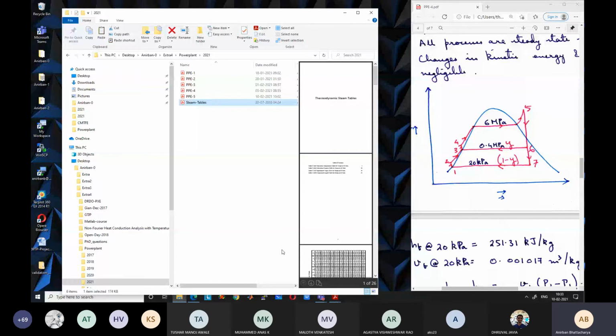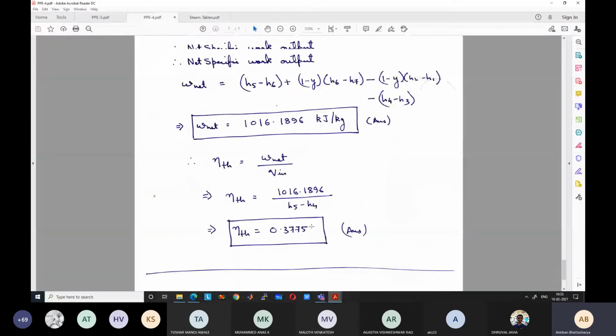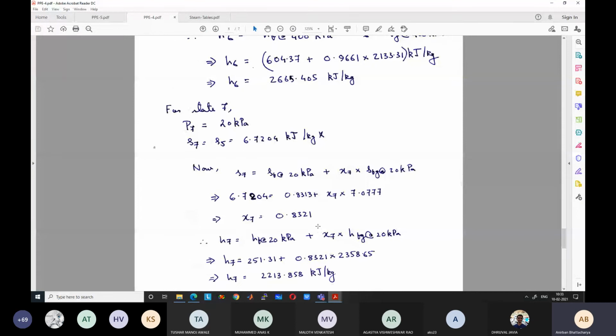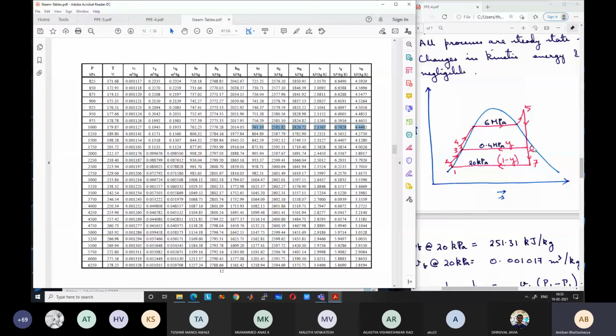Entropy at 0.5 is 6.72. So if the pressure is 1 MPa, from the steam tables we can see that for 1 MPa, the saturation vapor entropy itself is 6.58, less than 6.72. So it means that our point is outside the two-phase region if the pressure is 1 MPa.